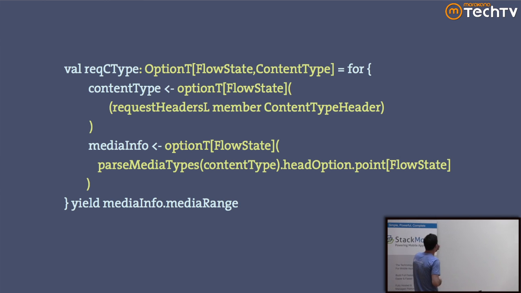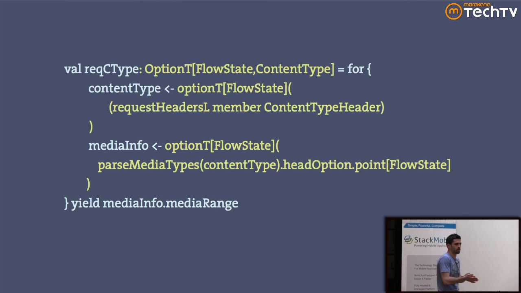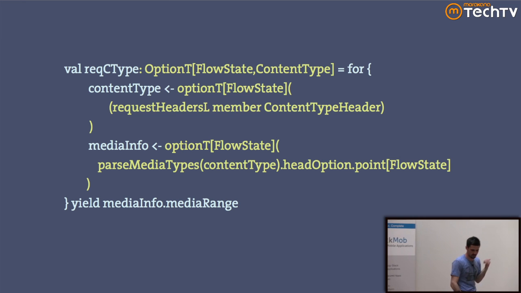So another example from some of the same code. Here we're talking about determining the content type of a request, given that there is a content type header, I guess. So we're parsing some media types, and then we're taking the first one out. And again, we wrap those in OptionT, and out we get, we can work with those inner values in the yield. So that's a decently simple example.